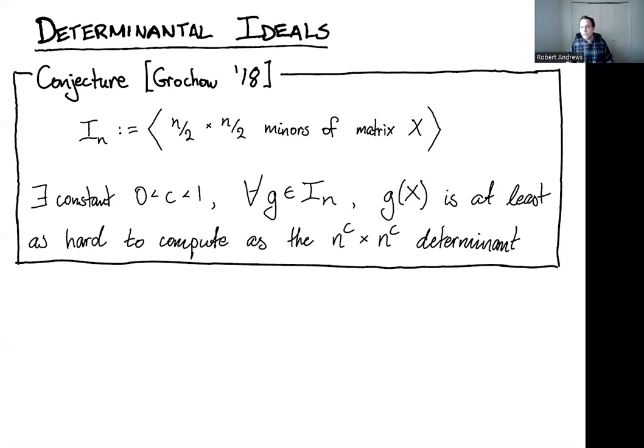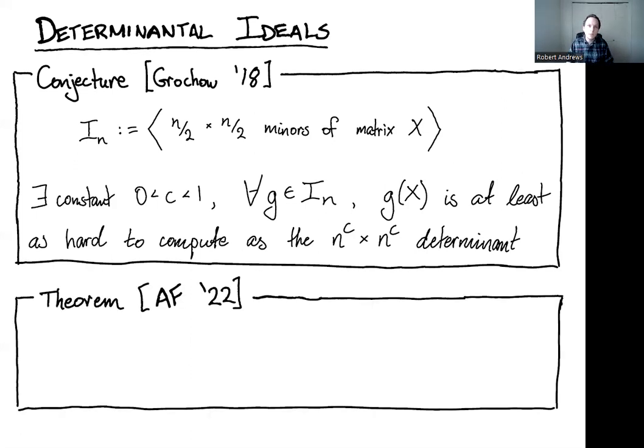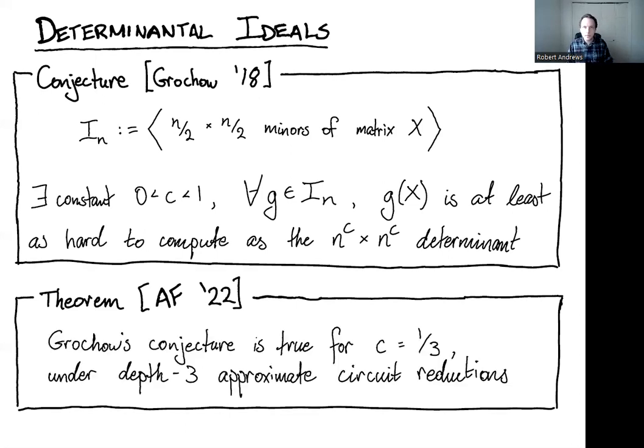Well, I'm telling you about this because we were able to resolve this conjecture in our work. And in particular, we confirmed the conjecture. So the main result of our work is we show that this conjecture is true for c equals 1/3, and it's true under a somewhat strong notion of reduction that I'll call a depth 3 approximate circuit reduction. Now, let me expand this box at the bottom of the slide a little bit and tell you in more detail what it is we proved.